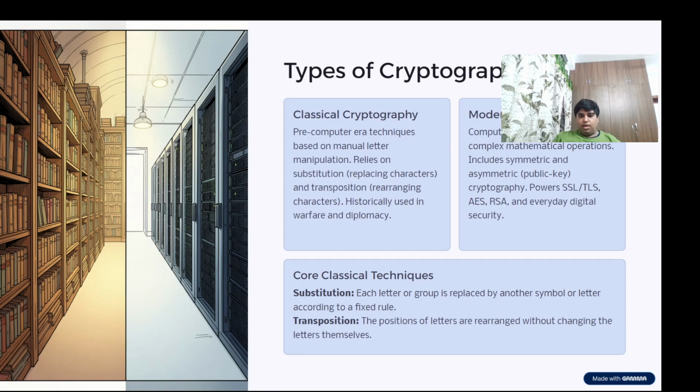One of the core techniques when it comes to classical cryptography is substitution and transposition. Substitution refers to the process in which each letter or group of letters is replaced by another symbol or letter according to a fixed rule, whereas transposition refers to rearranging the positions of letters without changing the letters themselves.